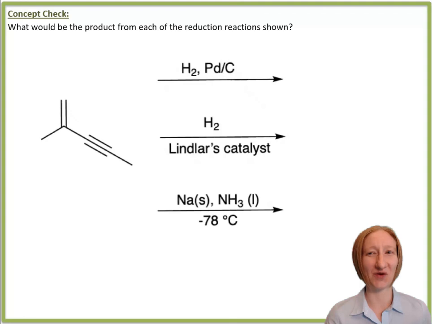Let's end this video with a quick concept check. What products would be formed from each of the reduction reactions shown? In the first reaction, the conditions using palladium on carbon with hydrogen gas, both the alkene and the alkyne will be reduced, and they will both be reduced down to the alkane. That means that to draw the product, we just need to make sure we have the right number of carbons, and we include any groups like the methyl group in the correct positions.